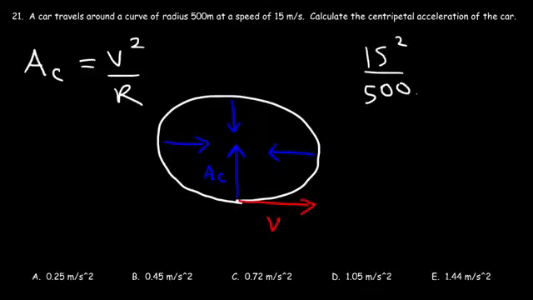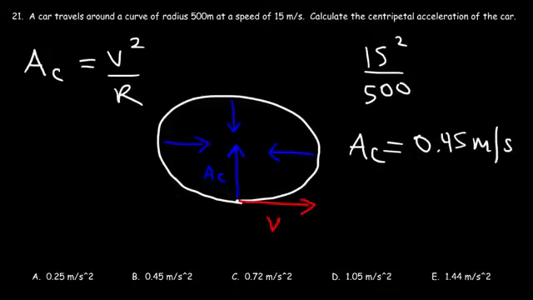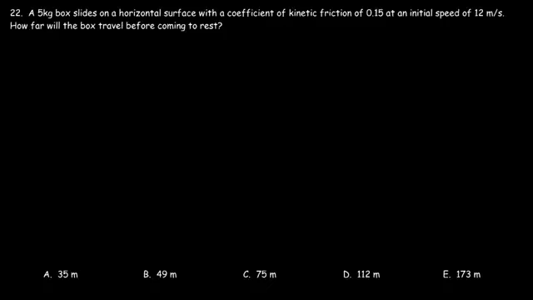So it's going to be 15 squared over 500. And so the centripetal acceleration is 0.45 meters per second squared. So B is the right answer.